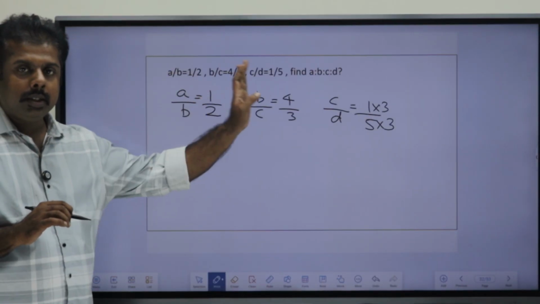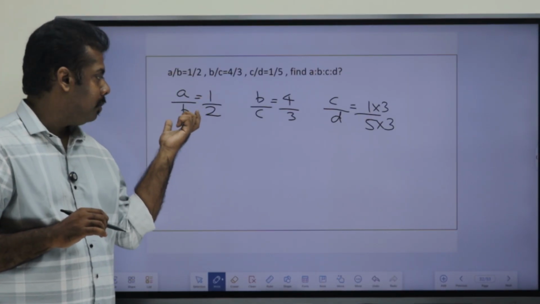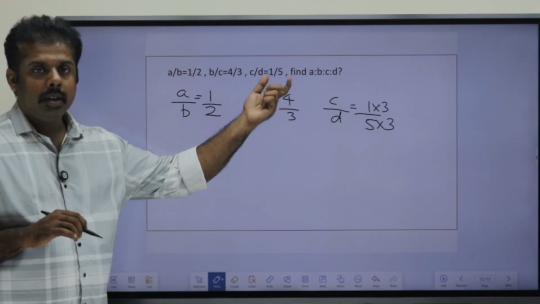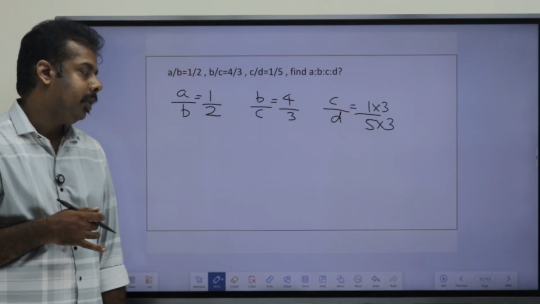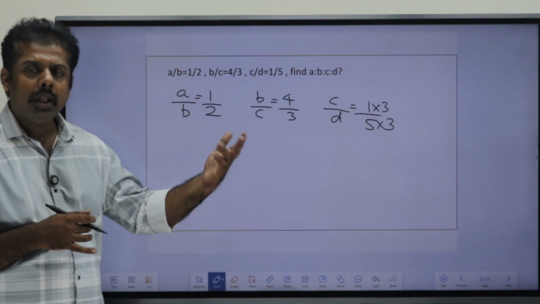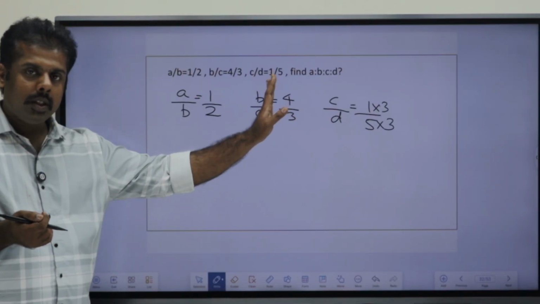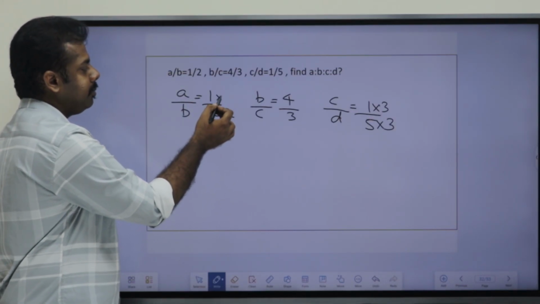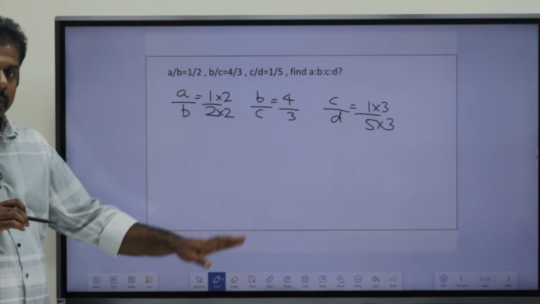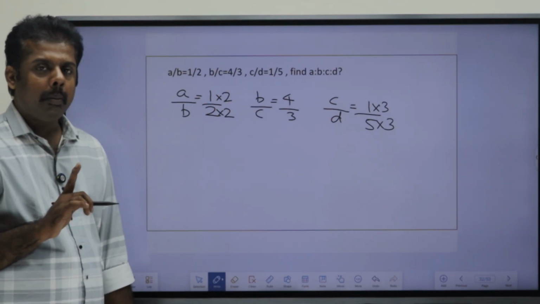Now compare the first and the second condition. Which variable is common? Yeah, B is common. Here the value of B is 2, here it is 4. To make it the same, you have to take the LCM of B. The values are 2 and 4, the LCM is obviously 4. So here as well, no need to change anything. For making 2 as 4, multiply it with 2. By doing so, we have made the common variables the same.